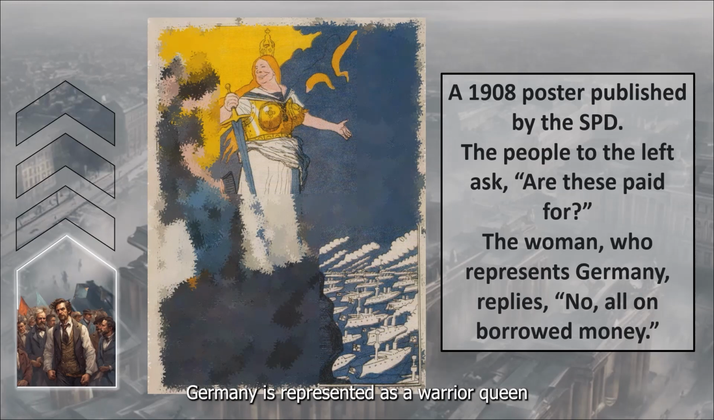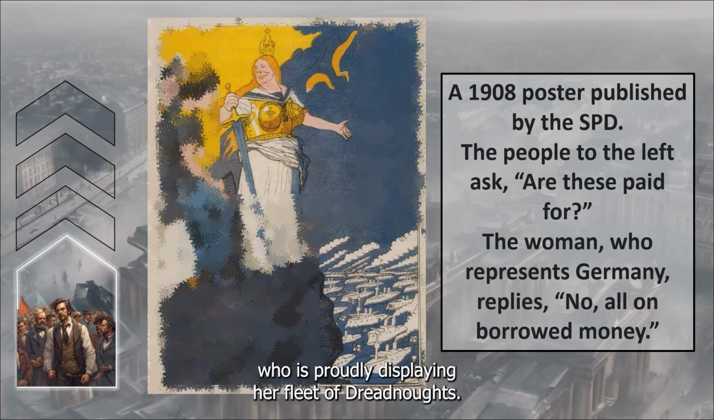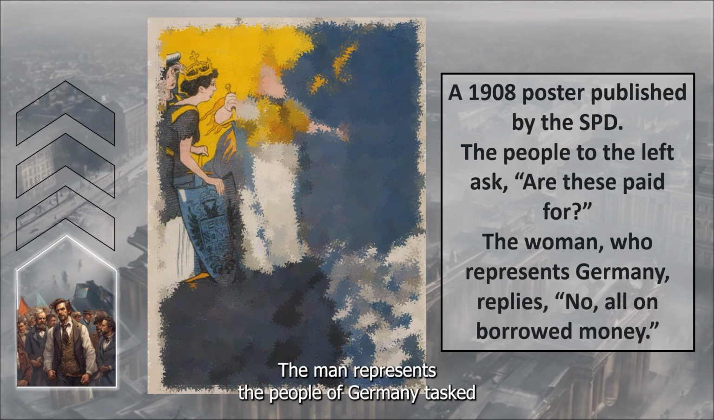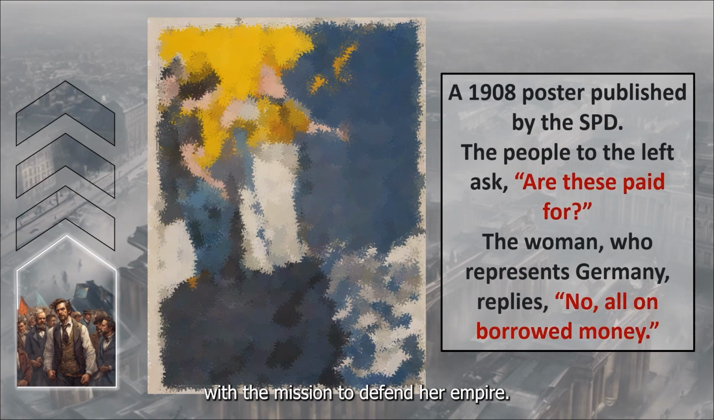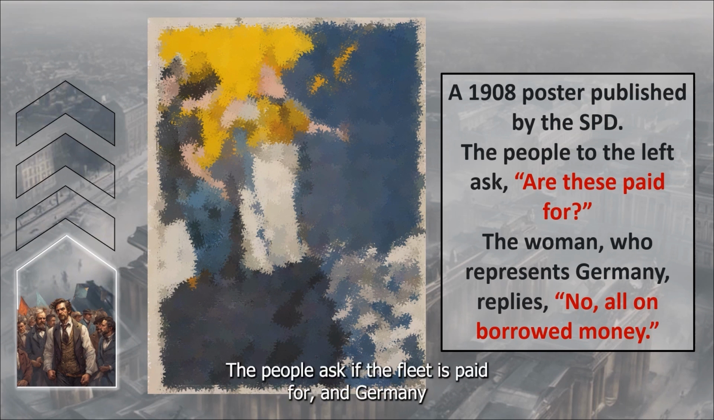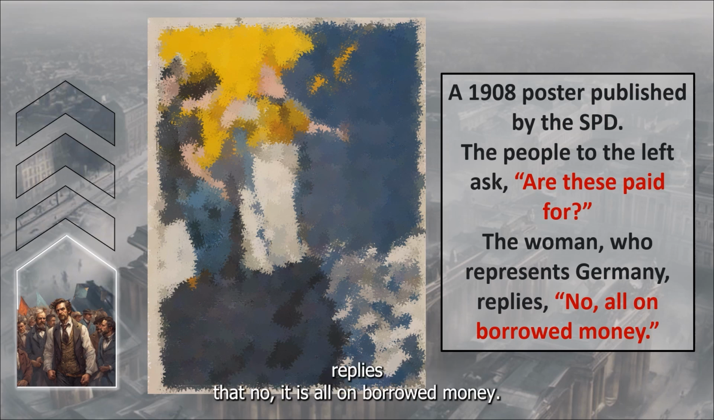Germany is represented as a warrior queen, who is proudly displaying her fleet of dreadnoughts. The man represents the people of Germany tasked with the mission to defend her empire. The caption is satirical. The people ask if the fleet is paid for, and Germany replies that no, it is all on borrowed money.